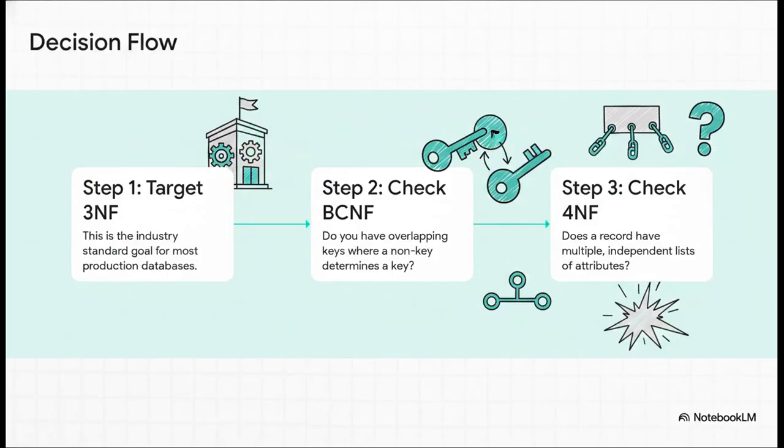Now, this right here is the key takeaway. In the real world, for most systems, your target is going to be third normal form. That's the gold standard. Once you hit 3NF, you just ask yourself two final questions. First, do I have one of those rare overlapping key situations? If the answer is yes, you might need to go to BCNF. And second, does one of my records have multiple totally independent lists of things attached to it? If yes, then you need 4NF. Following this simple flow keeps your database squeaky clean without making things way more complicated than they need to be.